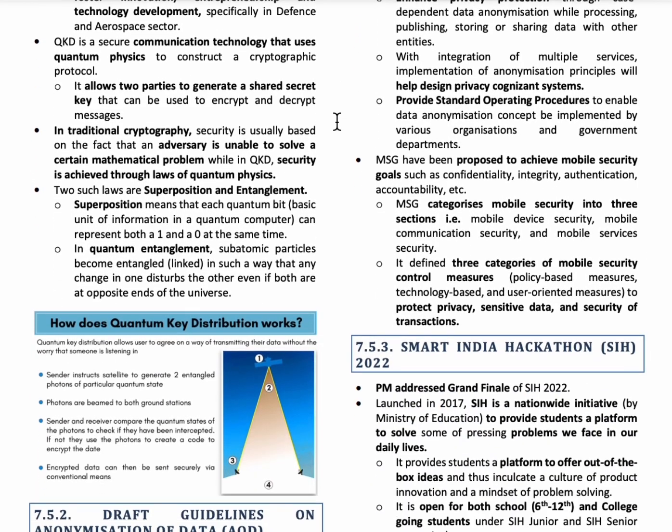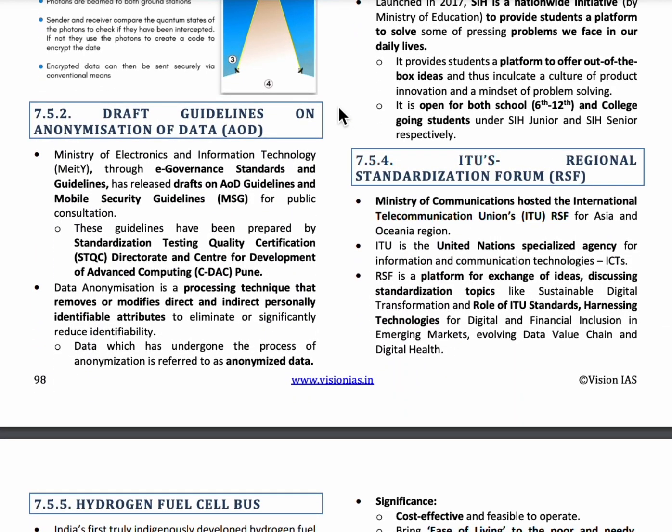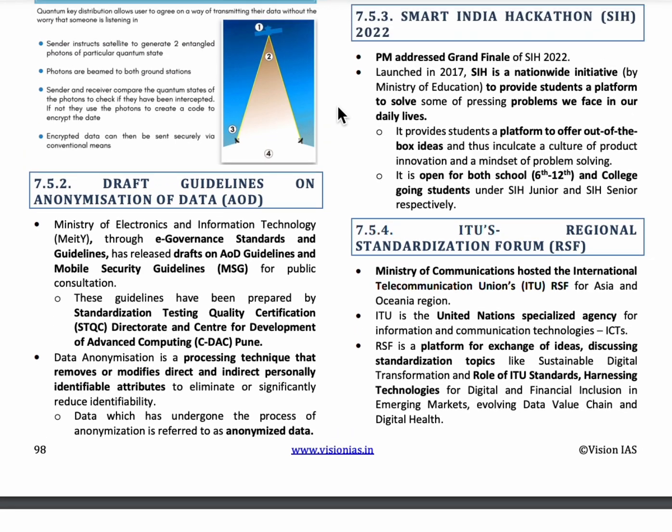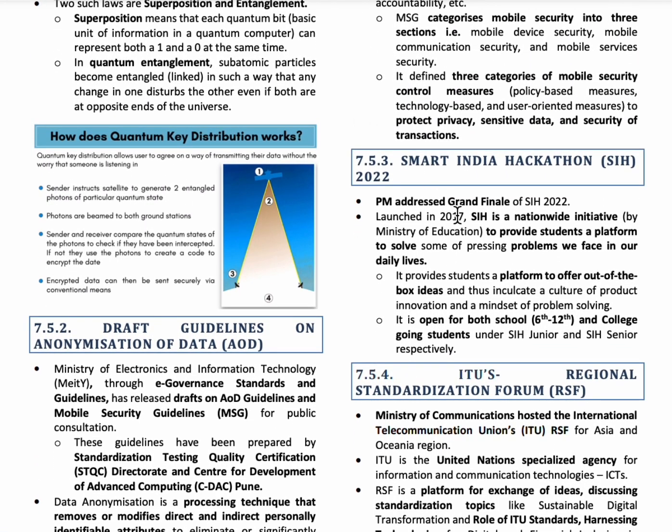Next topic is draft guidelines on anonymization of data. So, it is a type of information sanitization whose aim is privacy protection. It is the process of removing personally identifiable information from data sets so that people whom the data describes remain anonymous. So, Ministry of Electronics and IT, through e-governance standards and guidelines, has released the draft guidelines on anonymization of data.